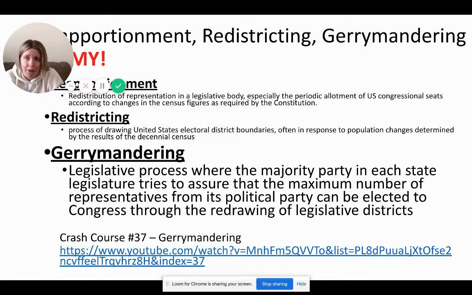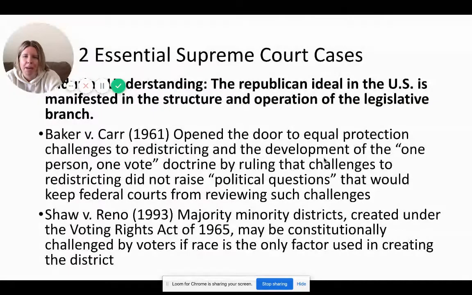And then gerrymandering happens because the Republicans and Democrats are like, hey, let's rig it so just our system is benefited, that kind of stuff. So I have a good crash course on that if you want to review on gerrymandering. It may appear, it may not. It really just depends. Our essential Supreme Court cases are the two on gerrymandering.